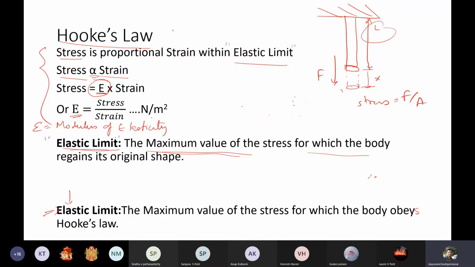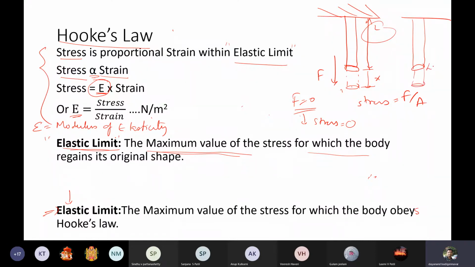If I make the force equal to 0, or remove the stress, stress is obviously 0. So it should go back to the original shape like this. Then it is said to be an elastic material. If it is not going back to the original shape, it remains in the deformed shape. This is the deformed shape.